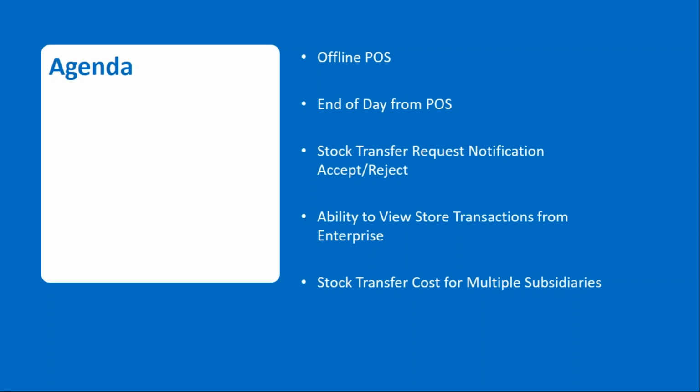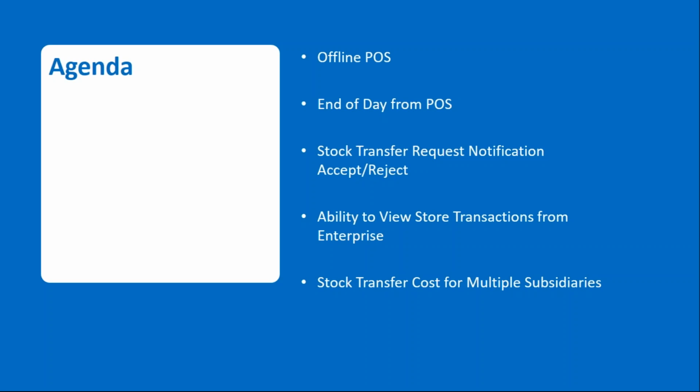So what it does, it makes the whole retail operations much more synchronized. And as a requesting warehouse or as a requesting store, I can actually plan for the next best options available with me for my stock replenishments. Then we are going to talk about the ability to view store transactions from enterprise. This is a functionality which is in line with the theory that the head office should have complete visibility on the store operations.